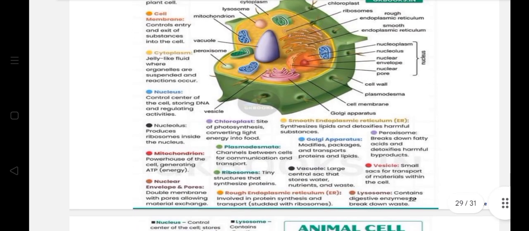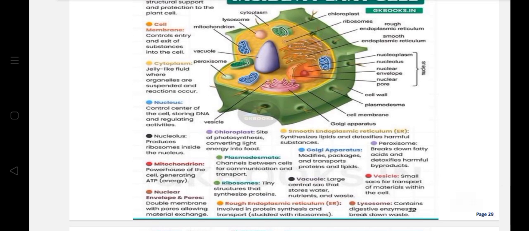And then the vacuole of plant cells is large, so they have a large central vacuole. Plant cells have one big vacuole that stores water and helps keep the cell firm.